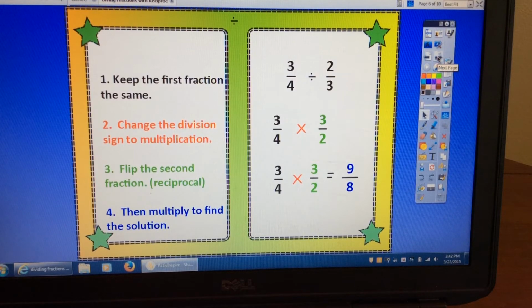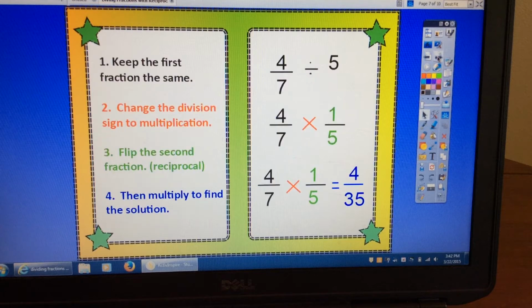So I'll give you a second to look at what we did. We kept the first one, we changed the sign, we gave the reciprocal, or we flipped, and then we multiplied straight across. Let's try another one.